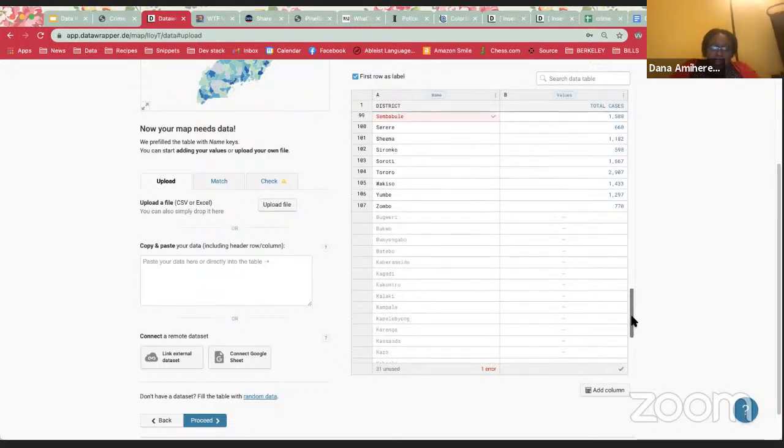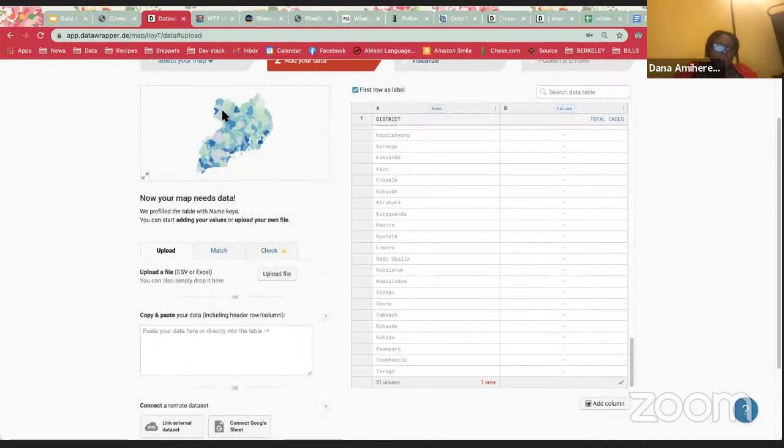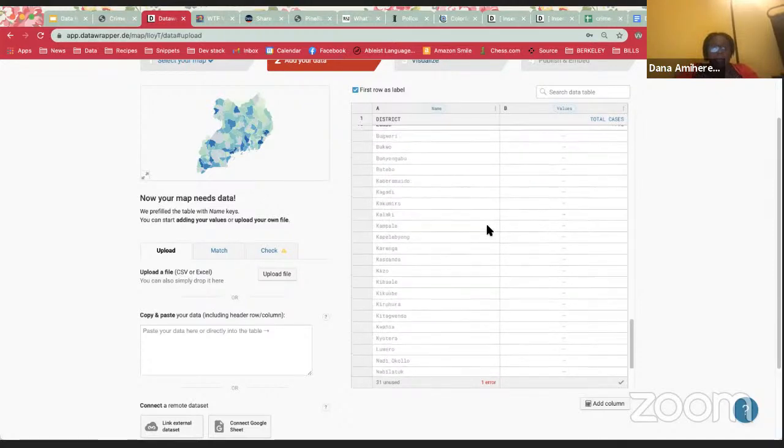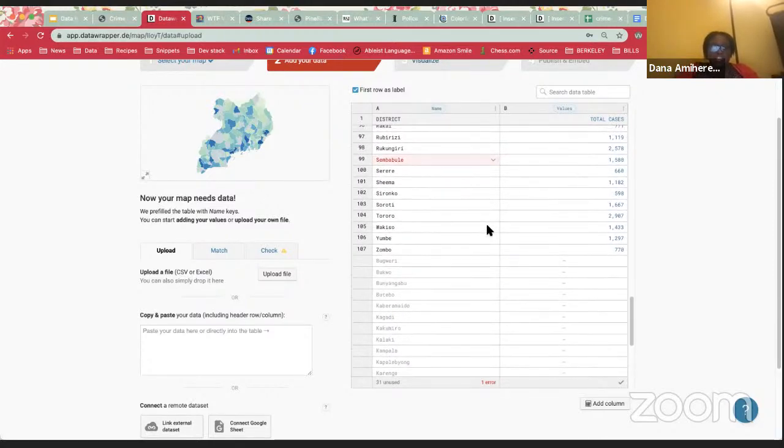But anyway, the ones that are grayed out down here are the ones it's talking about that are 31 unused. And if you look up here in the map preview, those are the ones that are gray. Those are the ones it's saying I don't have any information for. And those are the ones from the data that we have, we don't have any information for. Those came back as NA because they didn't match. And then we have this one thing called error here.